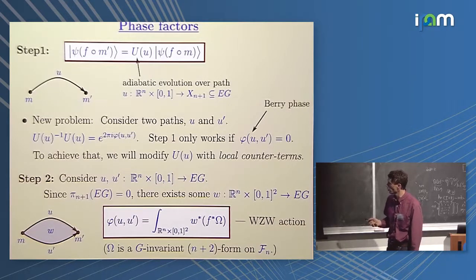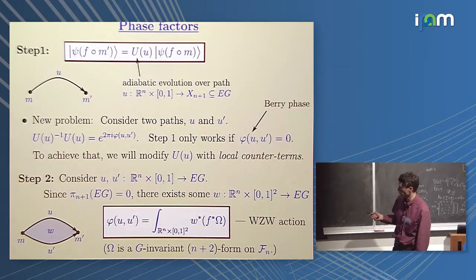And to do that, we will modify the adiabatic evolution operator by a local counter term. And to this end, we first observe that our target space has trivial pi n plus 1. Therefore, between each pair of paths, there is a high-dimensional surface. And we can obtain this phase by integrating the Berry curvature along this high-dimensional surface. So the Berry curvature comes from some universal n+2 form on the space of Hamiltonians or quantum states itself.